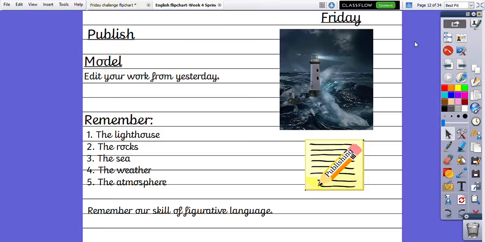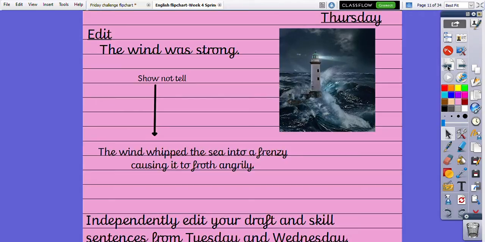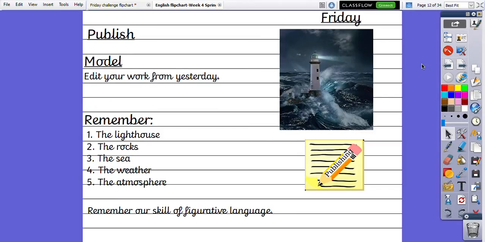Good morning, Year 6. Just to remind you that this week we are writing a setting description all about your chosen lighthouse scene. So, yesterday you edited your writing and you have chosen this week either a stormy lighthouse scene or a peaceful, serene lighthouse scene. So, this week we have magpied. You have also learnt a skill.